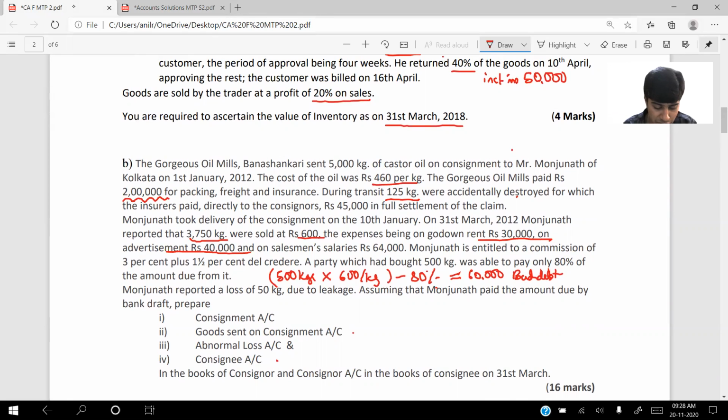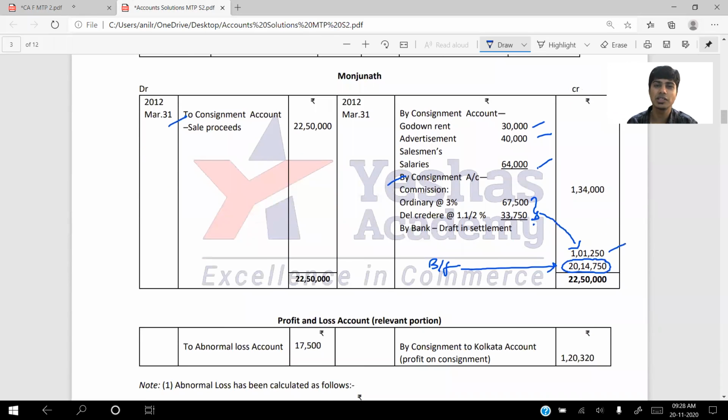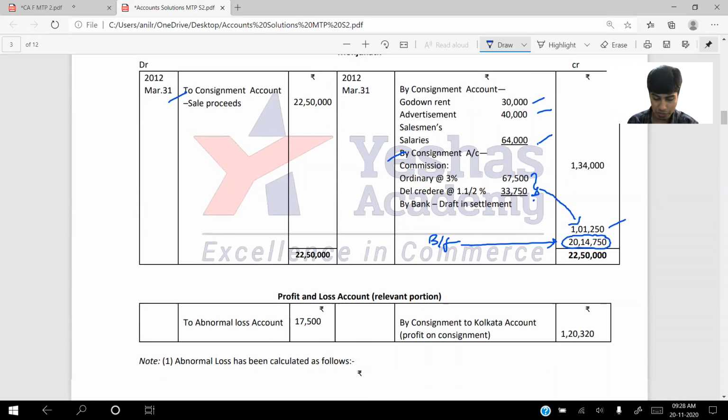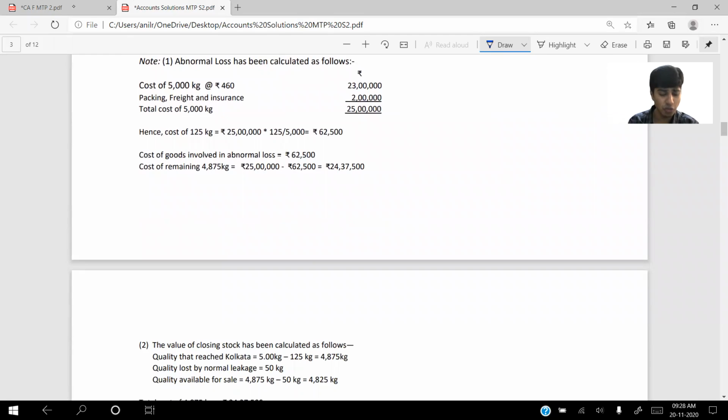30,000, advertisement 40,000, salary 64,000. All that is basically added up here. 30, 40, 64. And you would have to pay it to him. In fact, we'll reduce it from the consideration that he's supposed to pay us and then pay the balance. And that's it. Abnormal loss calculation, whatever I taught you.